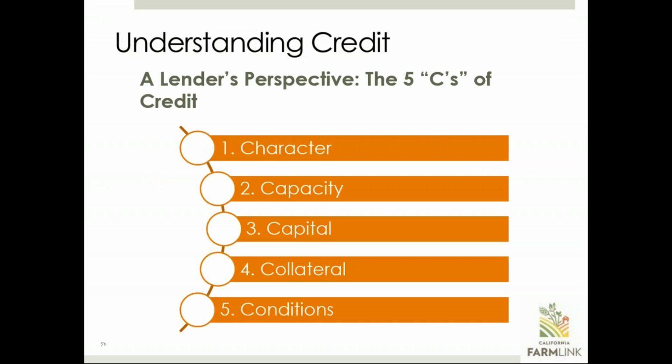So Megan, if you'd go to the next slide for me, Understanding Credit. Just want to cover briefly the 5 C's of credit, and this you could think of as kind of a framework that lenders use when they are considering making a loan to someone. And the first C is character, and you could think of that as the prospective borrower's willingness to repay.